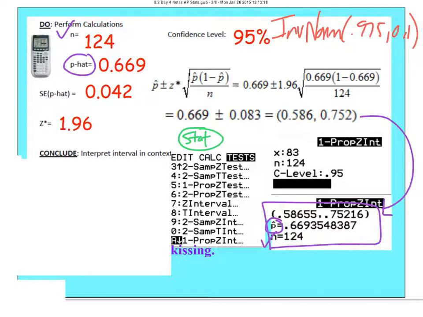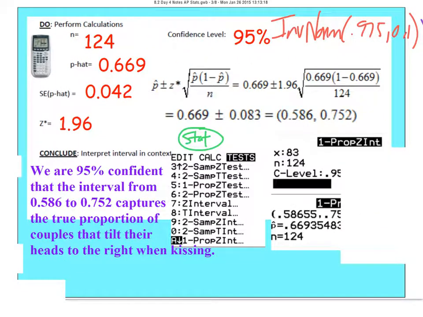So I'm going to interpret it and say this, that we are 95% confident that the interval from 0.586 to 0.572 captures the true proportion of couples that tilt their heads to the right when kissing.